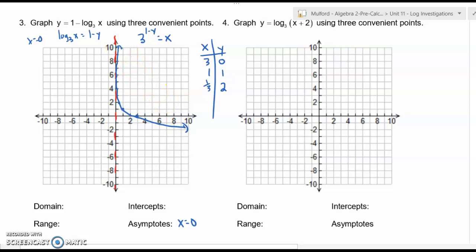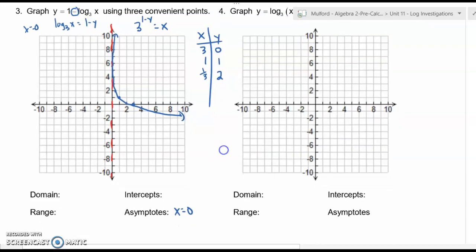Now I can tell that that is actually going on because of that negative in front. That's going to reflect my graph over the x-axis. So my intercept is still 3, 0. My domain still starts at 0, goes to infinity because it doesn't end. And then my range is still negative infinity to infinity, but it's just kind of backwards because the graph is flipped on its head effectively.